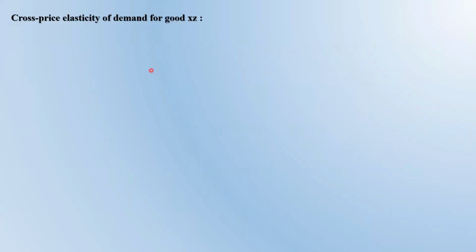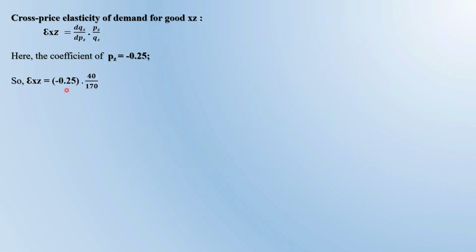Cross price elasticity of demand for good XZ. The equation is always similar to before. So here the coefficient of Pz is equal to -0.25. Obviously, the value of dQx upon dPz will be -0.25. So if we put this value in this equation, we will get our epsilon xz, which is -0.0588. So this value is less than 0. So the goods X and Z are complementary goods.